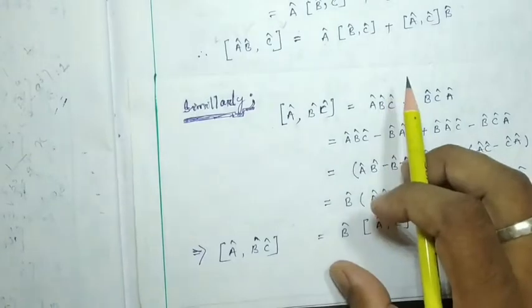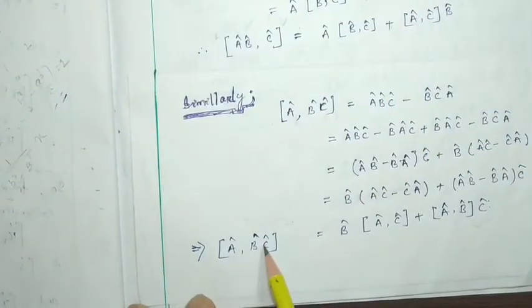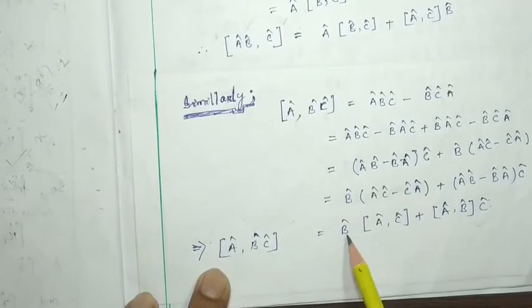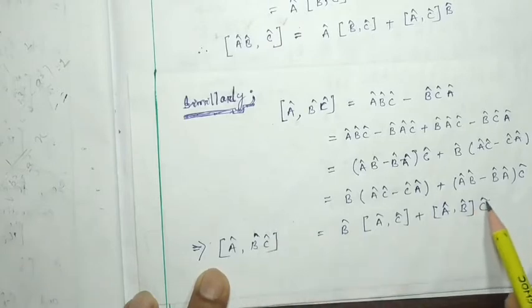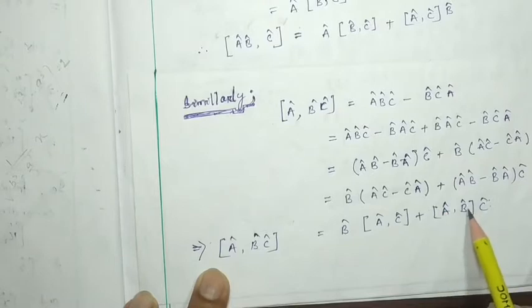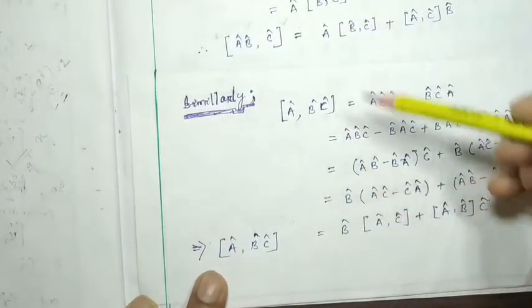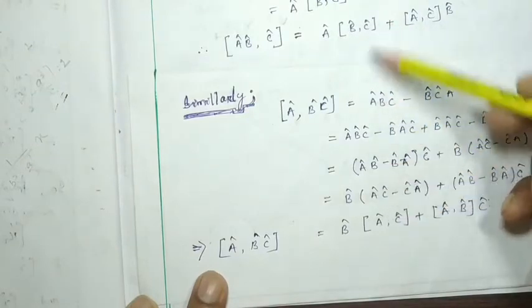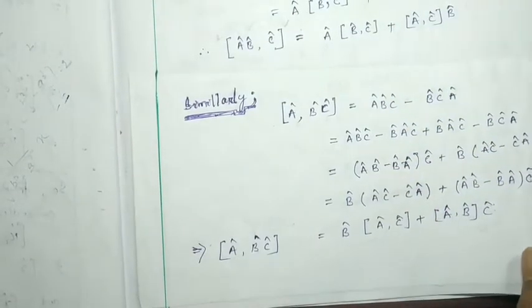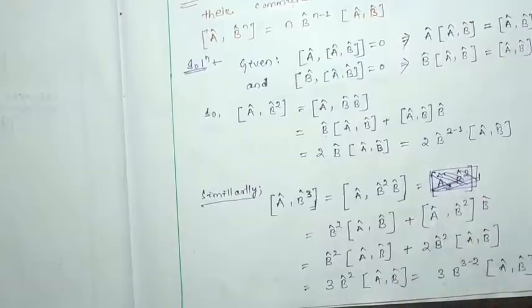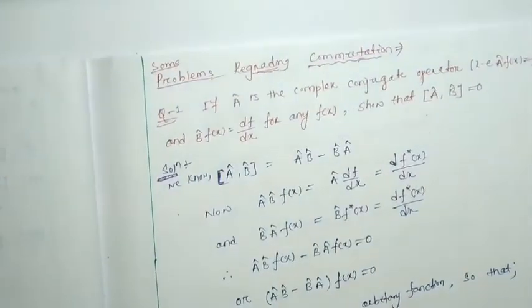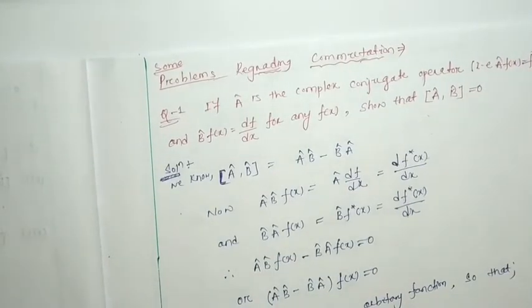Likewise, if we consider the commutator of A cap with B cap C cap, then B cap will be moved this side, it will be B cap [A cap, C cap], plus C cap will be moved this side, and the rest operators will be in the commutator bracket, that is [A cap, B cap] C cap. These two algebra rules are important whenever we consider the problems. So we have to discuss some important problems often asked in many exams.